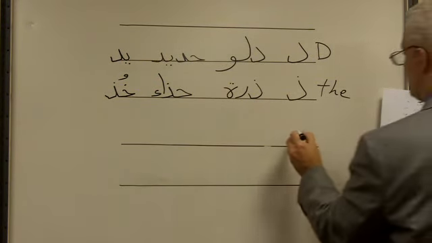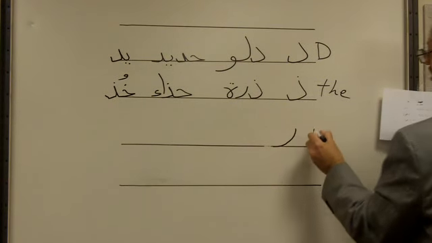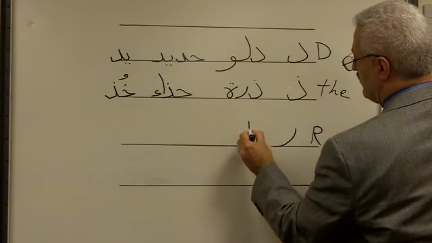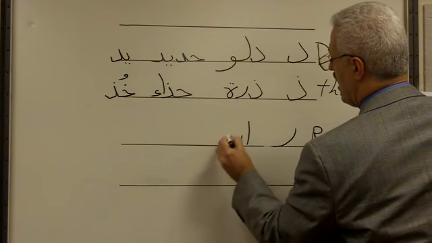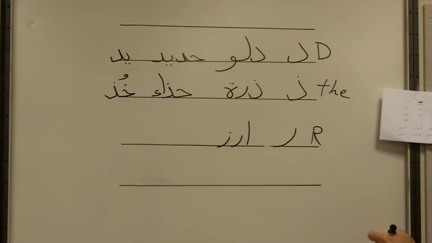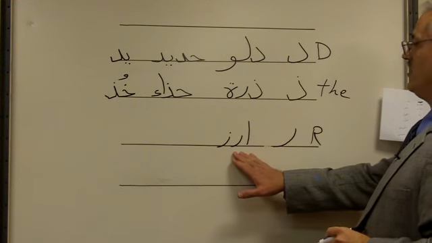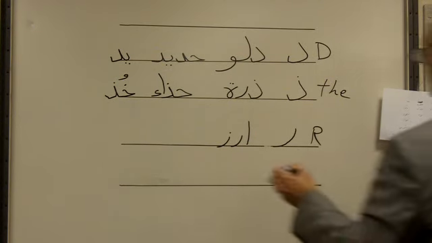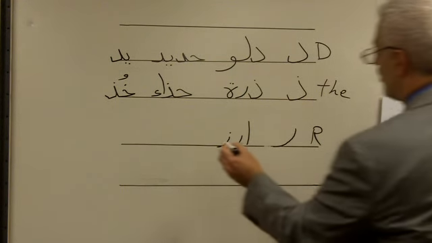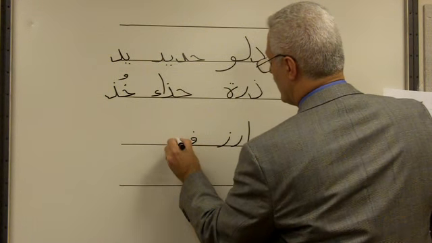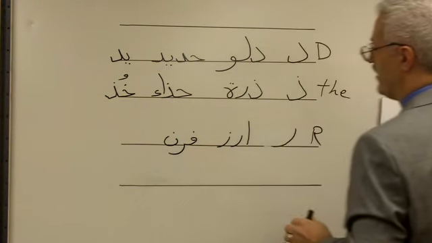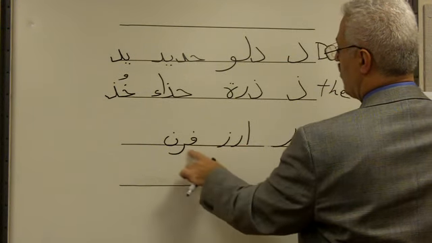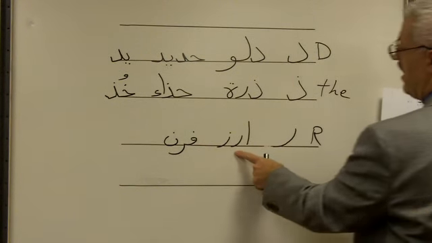The other two letters I want to teach you are ra, which is like an R. Ra. The first word I want to teach you is arroz. If you speak Spanish, you will know arroz is also rice in Spanish. It's a word taken from Arabic, arroz. And furan. Furan means bakery.